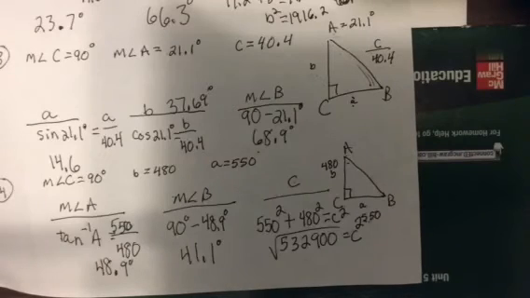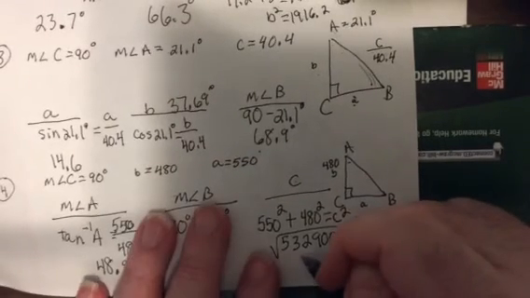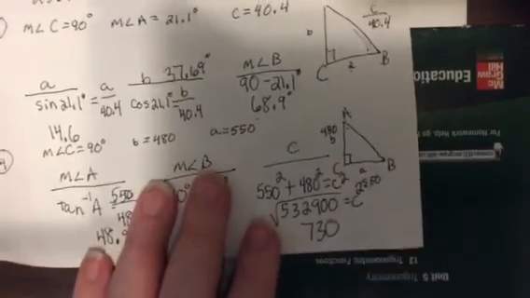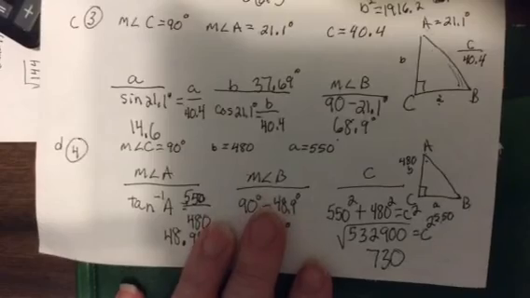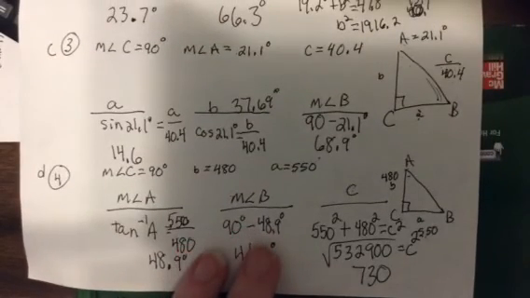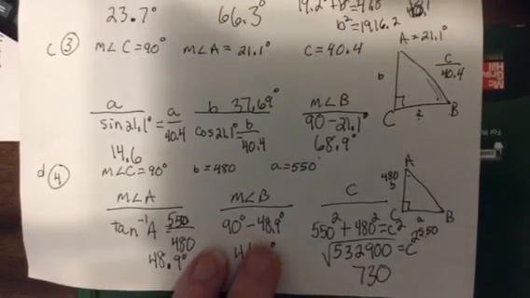Oops, I just accidentally erased it, so I got to type it in again. This has not been a good day. 532,900. And I get 730. Now again, if you're off just a little bit, that's not a big deal. It depends on how good your calculator is. I'm using a really cheap one.